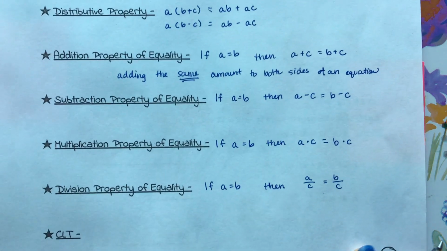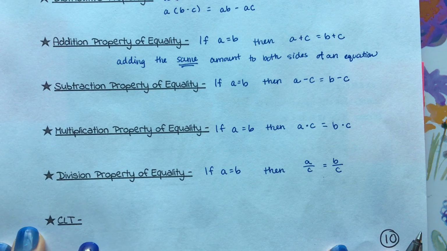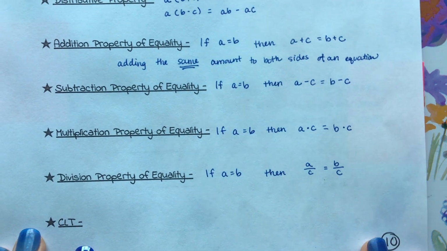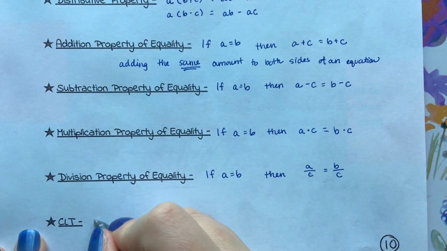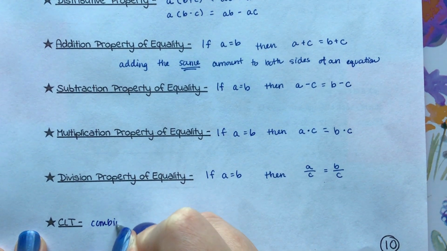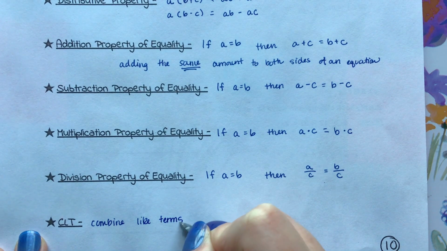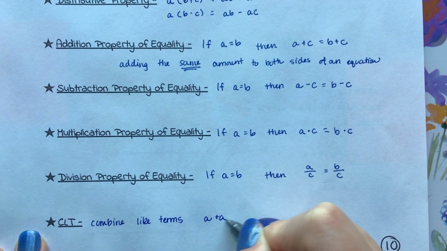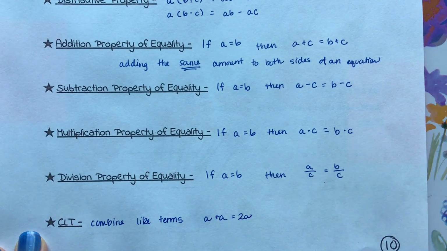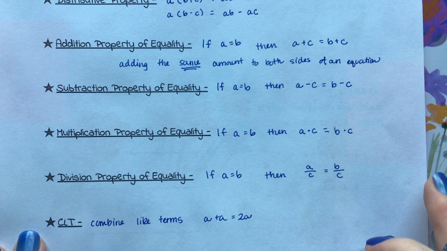Okay. The last one, it says CLT, and this just means combine like terms. So this is something that we're allowed to do in mathematics. So for an example, a plus a is equal to 2a. Remember, like terms need to have the same variable with the same exponents as well.